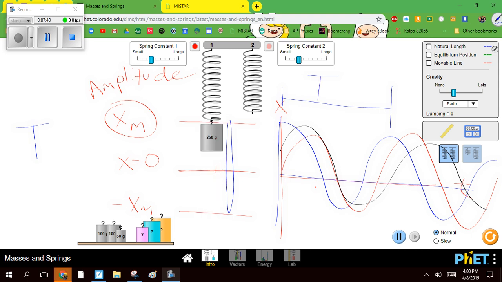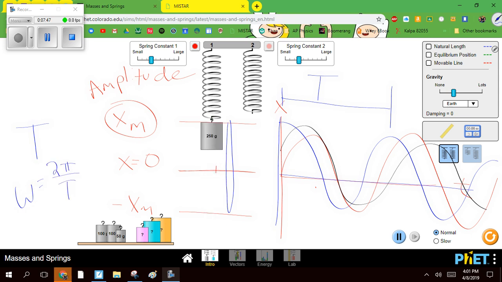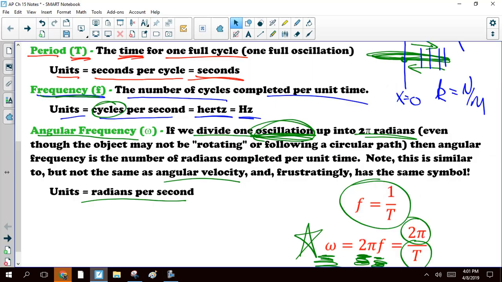You could certainly find your frequency and your angular frequency. Your angular frequency would be 2 pi over T, okay? So there's this sort of trig feeling to this, right? So what does this look like? Here's kind of the generalized version of this.